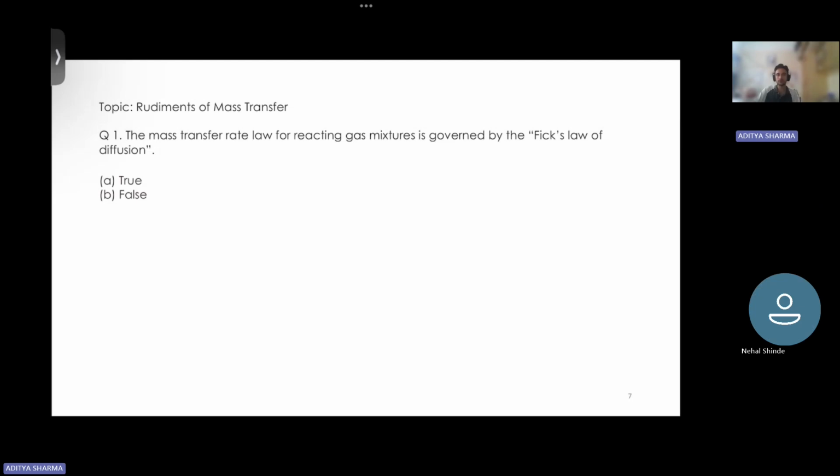Okay, so your first question is on rudiments of mass transfer from your lectures, and it says that the mass transfer rate law for reacting gas mixtures is governed by the fixed law of diffusion. So whether this statement is correct or not.